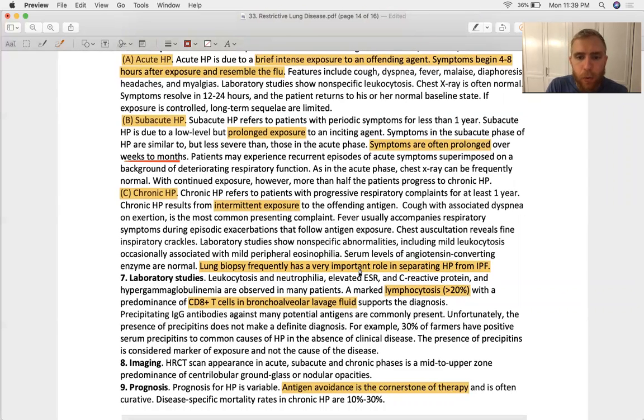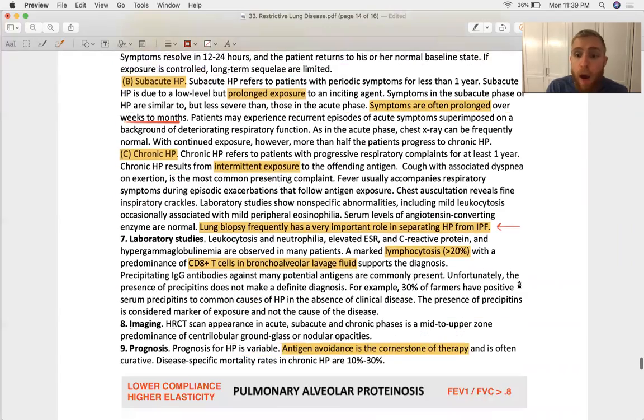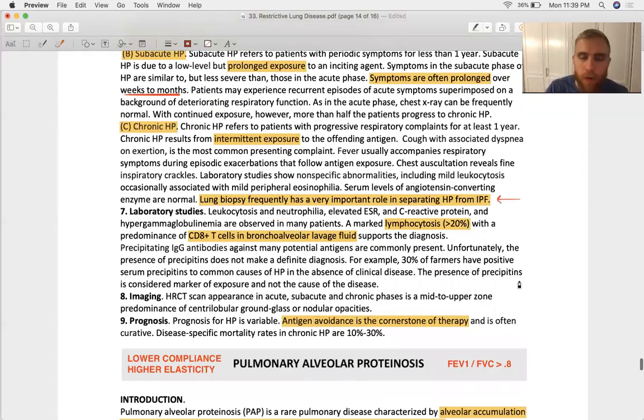Lung biopsy frequently has an important role in separating hypersensitivity pneumonitis from interstitial pulmonary fibrosis. And how are they going to look differently? Granulomas, bingo, or type 3. Immunostain it. Stain it for IgG. If it's a vasculitis, you drop some IgG stain on a lung tissue and it'll light up, right? So that's your differential.